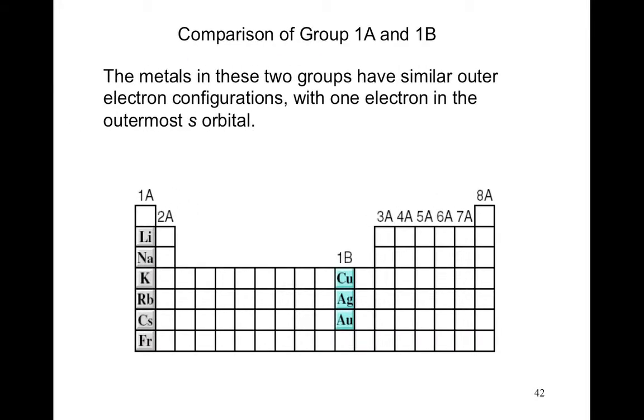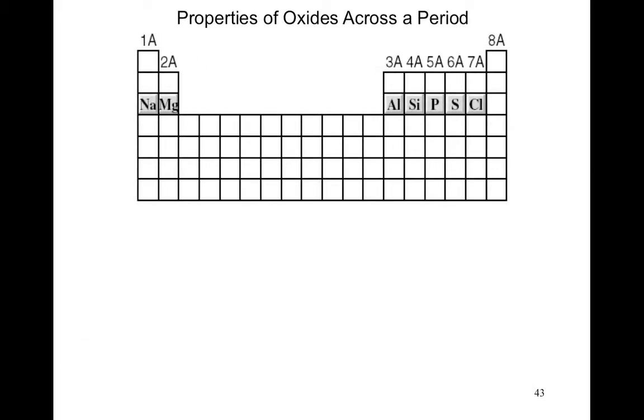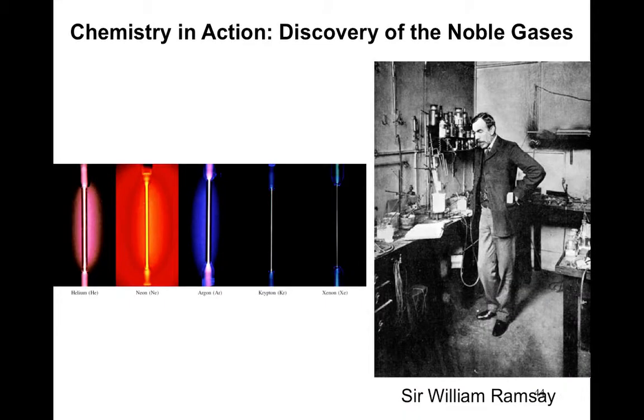And so when you look at these groups 1A and 1B, they have similar electron configurations because they have one electron in their outermost orbital, and their chemical properties are quite a bit different though because of their ionization energies. If we look at oxides, the oxides made out of our metals are going to be pretty basic, and the oxides made of our nonmetals are going to be pretty acidic. So this is where we'll end here.